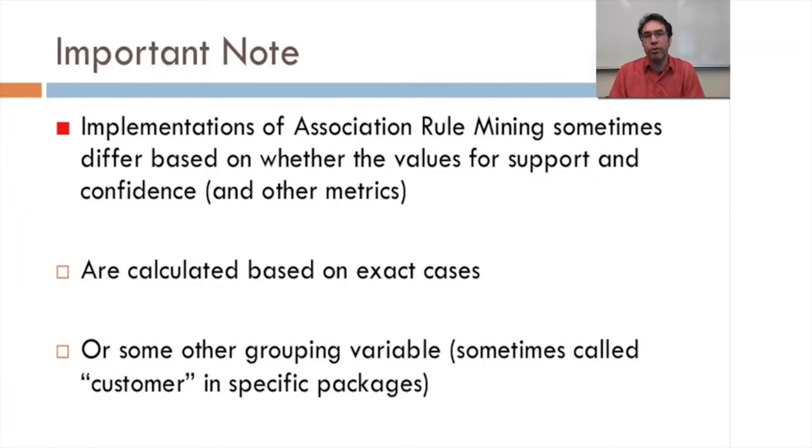So one thing that's important to note is implementations of association rule mining sometimes differ based on whether the values for support and confidence and other metrics are calculated based on exact cases or some other grouping variable. And this grouping variable is sometimes called the customer in specific packages, like RapidMiner.